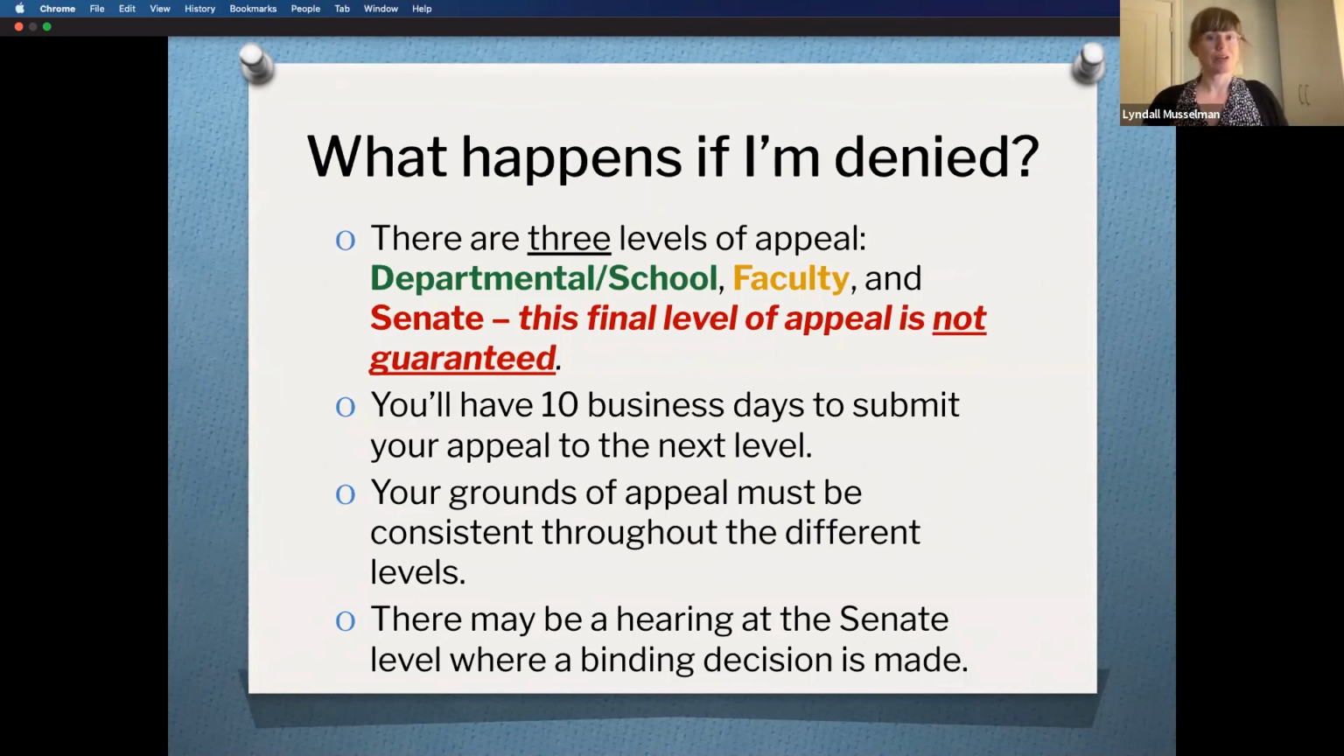Hearings happen virtually these days. They happen through Zoom for grade and standing appeals. Jose or myself could attend the hearing to support you as your advocate, or at the Senate level, you are also allowed to bring lawyers. You could bring legal counsel, and a final binding decision is made. After the hearing, you would get another formal decision letter emailed to you within, again, 10 business days.